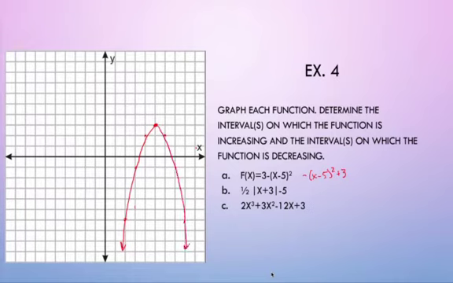Right? So the function is increasing on the interval, right, on this part. So it's increasing on the interval from negative infinity, so all the way to the left, all the way up to 5, and it's decreasing on the interval from 5 to infinity. From 5 infinitely to the right, it is decreasing.